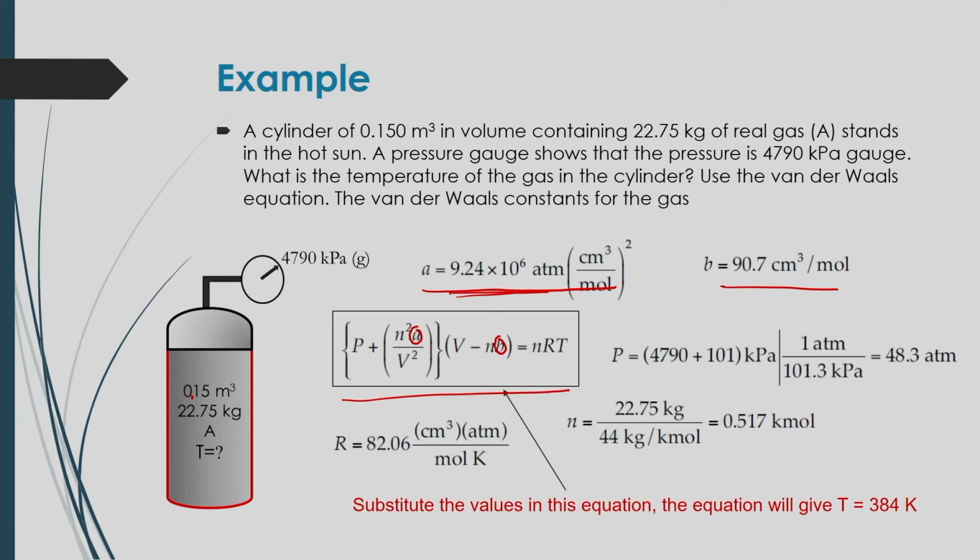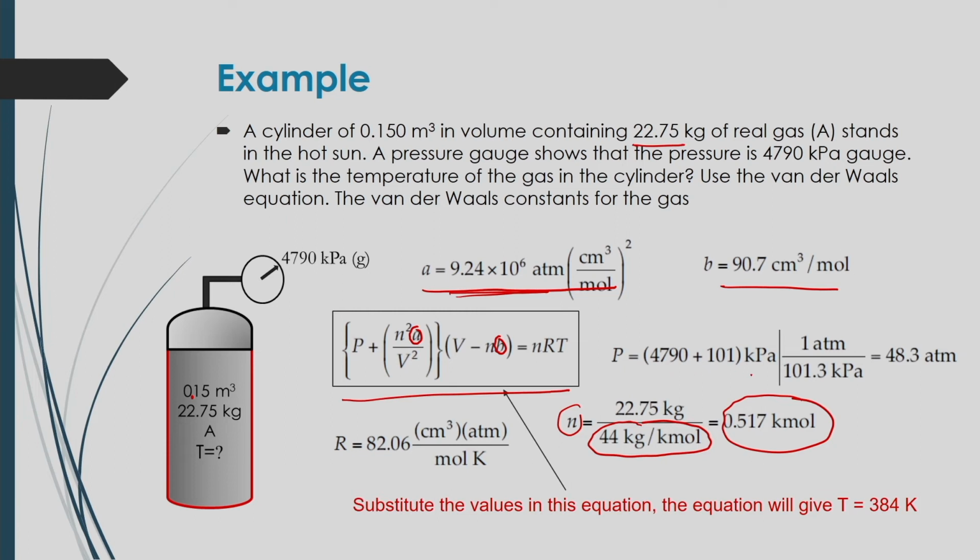Once you know the A and B values, then you have to calculate the N value, because N is also to be calculated, that is the number of moles of the gas, since it is given that the cylinder contains 22.75 kg of real gas. In this case, if the molecular weight of the real gas is 44, then the number of moles will be 0.517 kilomole, and the pressure is given as 4790 kilopascal.